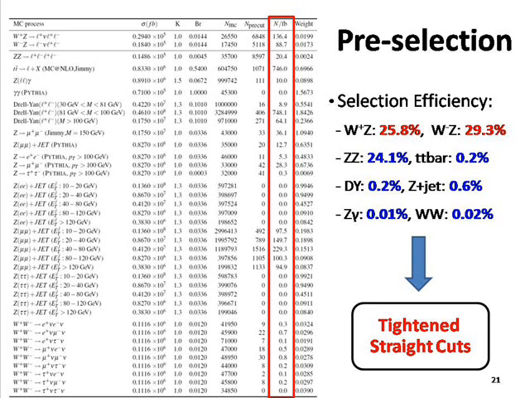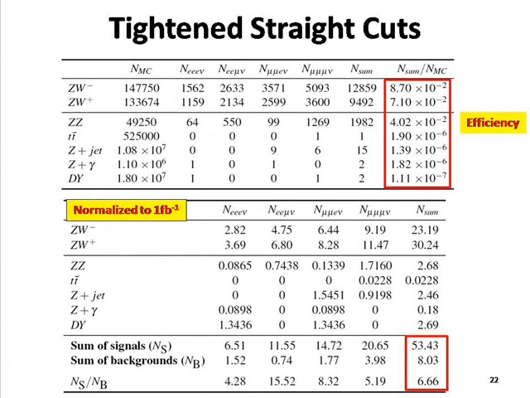Then we apply the straight cuts. Here the straight cuts are a tight set of criteria based on the pre-selection. I didn't list the details here. You can find them in my master's thesis. Here are two tables with the results after the straight cuts. The signal efficiency is about 8% and 7% respectively. Normalized to 1 inverse femtobarn, I finally got 53 signal events and 8 background events. The S over B is about 6.